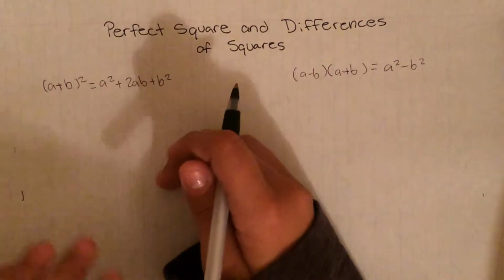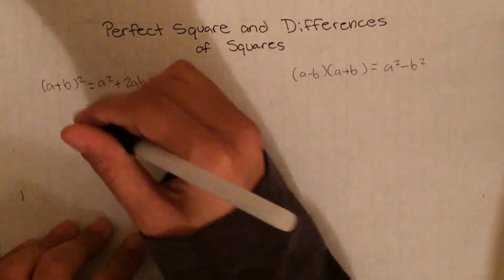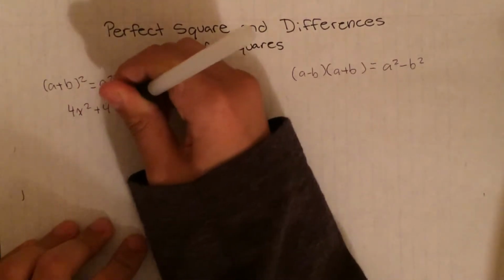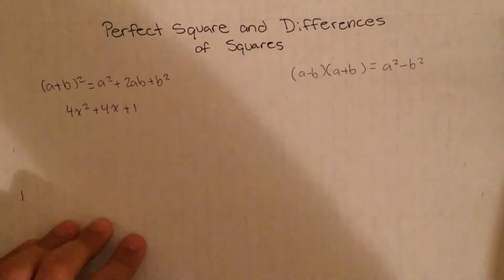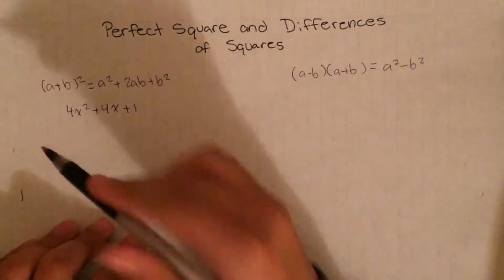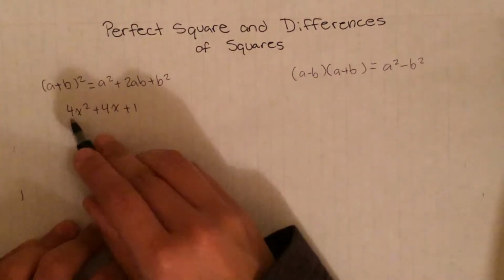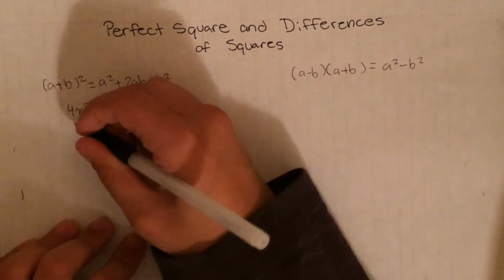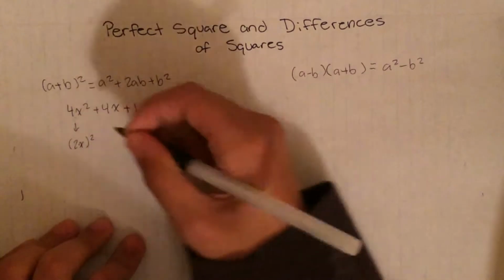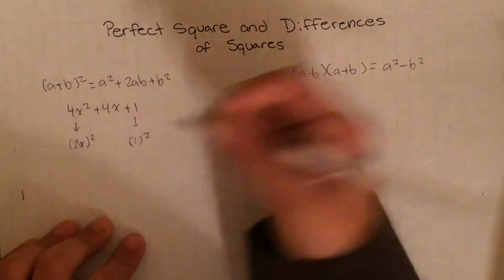So a perfect square, let's do one randomly. Here we go. 4x squared plus 4x plus 1. So what we're first going to do, since it's perfect square, see the squares here, we're going to square the a and we're going to square b, okay? So if we square 4x squared, it's going to be 2x squared, and 1, it's 1 squared.